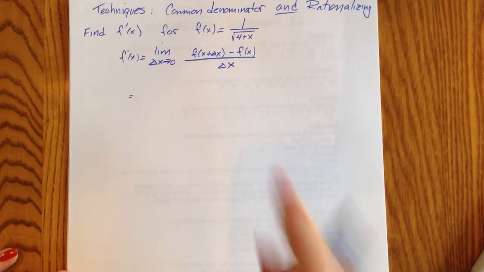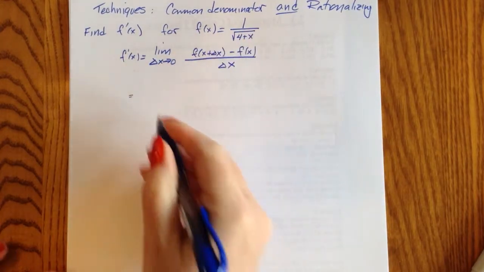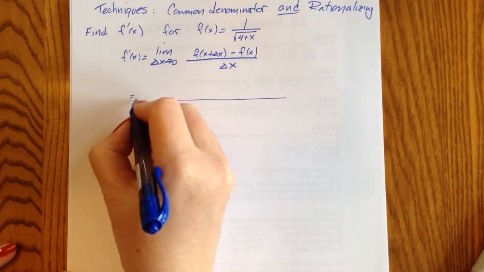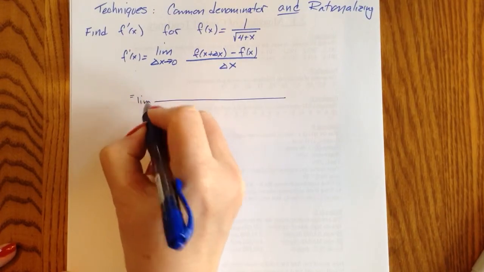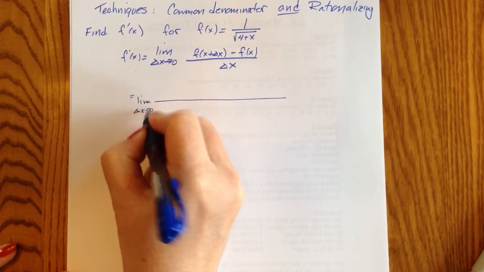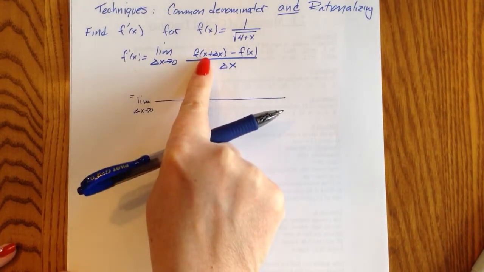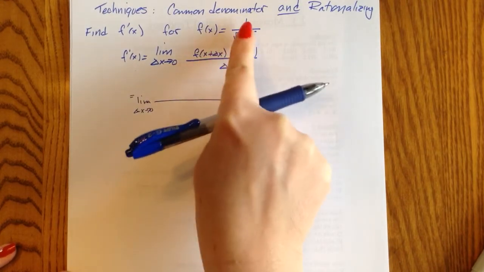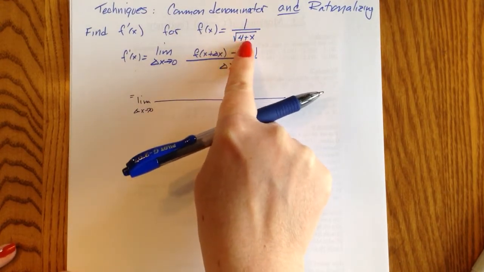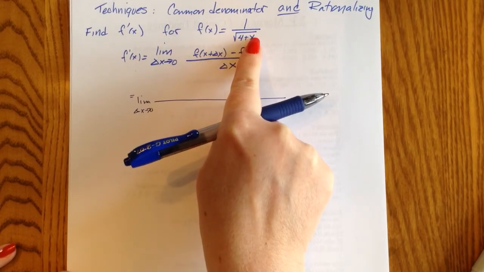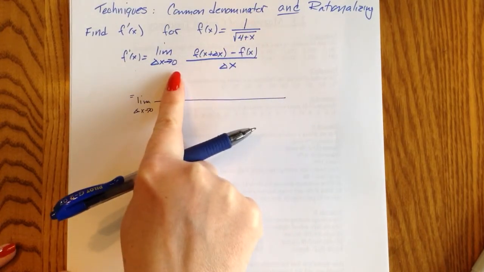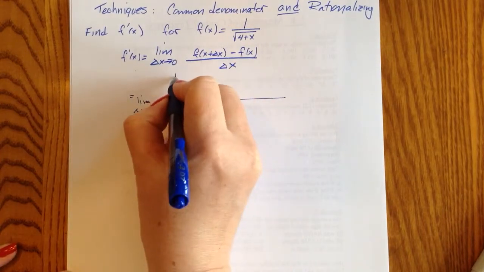Now, space this out, because you have a fraction in a fraction. So, limit delta x approaches 0. Let's not forget that. F of x plus delta x, that is going to be 1 over the square root of 4 plus x comes out, x plus delta x goes in. All of that is in the numerator of this fraction.